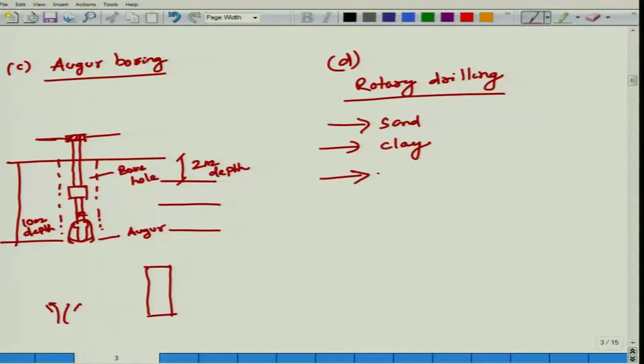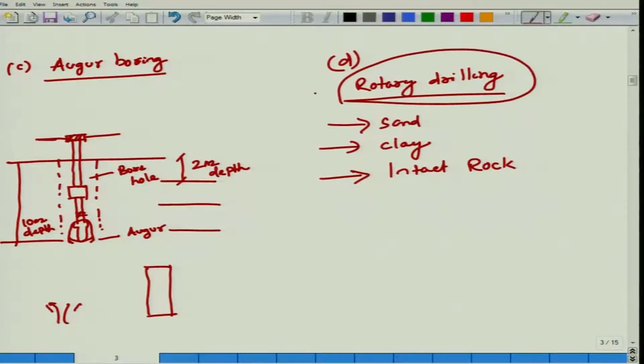it can be used for intact rock. So, this is well advanced. Generally people attach it to a truck and take it out and do it. It is an advantage of this rotary drilling that within no time you can finish it.